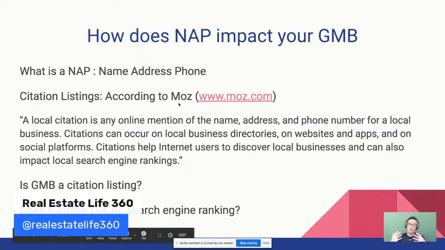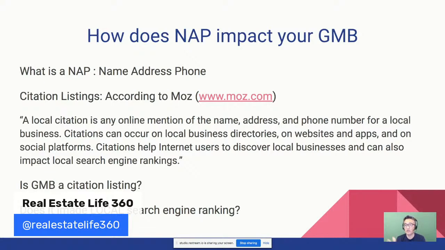Before I get into Google My Business, one of the things I want to explain is what a NAP is, and a lot of people may not know. NAP is an online SEO terminology, and it's just name, address, and phone. According to Moz, which is an SEO tool or website, a local citation is any online mention of the name, address, and phone number for a local business. In this case, if you're an agent, a broker, or an investor, it is your business.